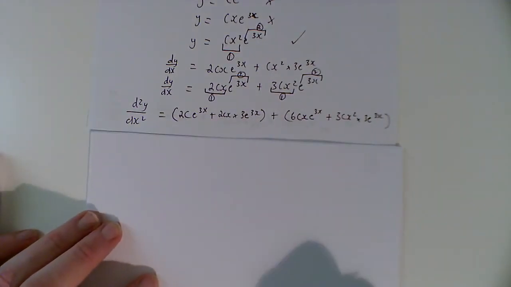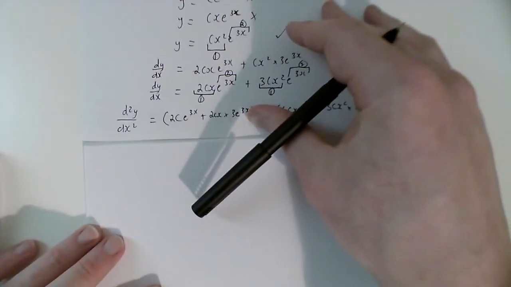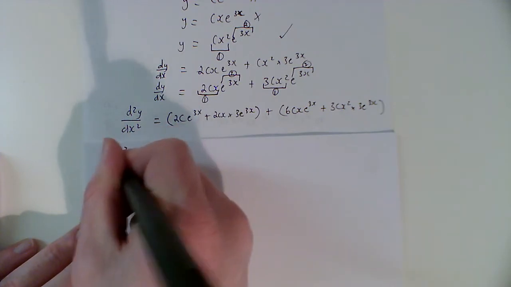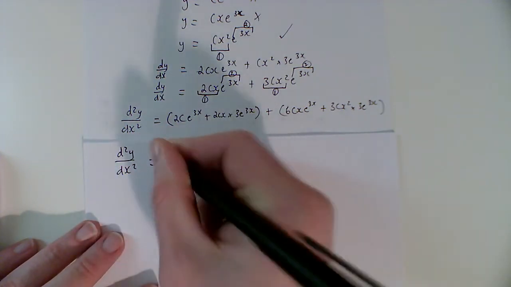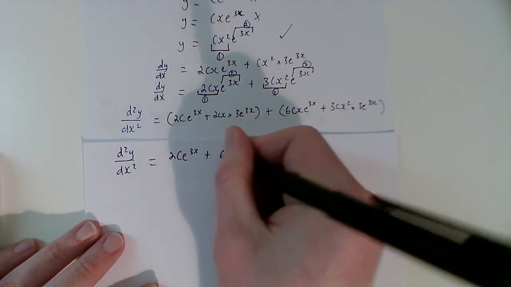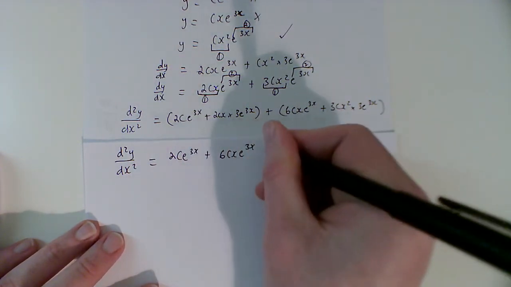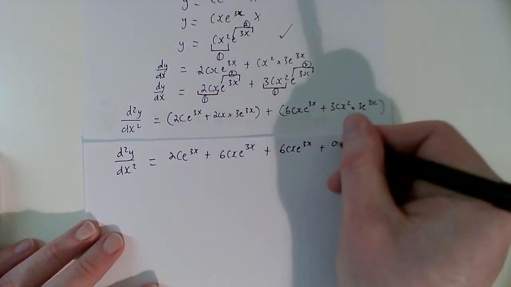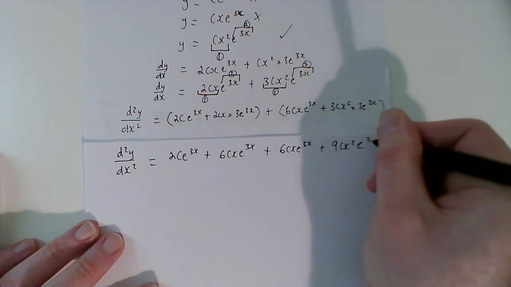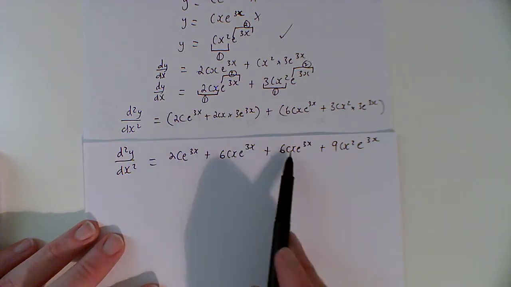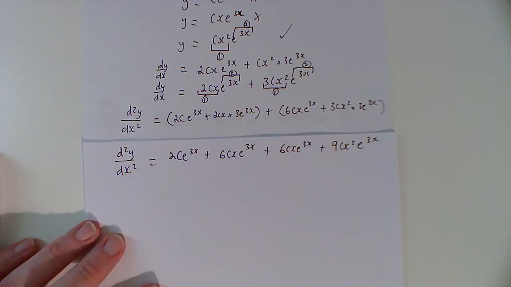So now all I need to do is tidy that up a little bit. So d squared y by dx squared is 2c e to the power of 3x plus 6cx e to the power of 3x plus 6cx e to the power of 3x plus 9cx squared e to the power of 3x. And as you can see, these two terms are like. So I'm just going to add them together.